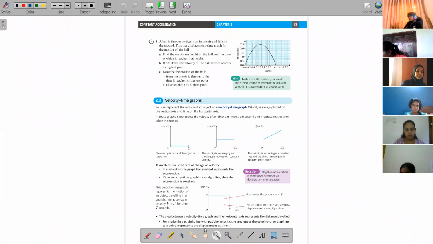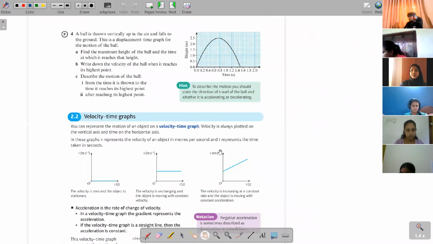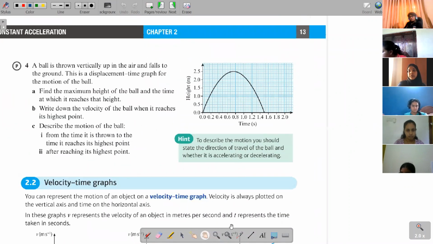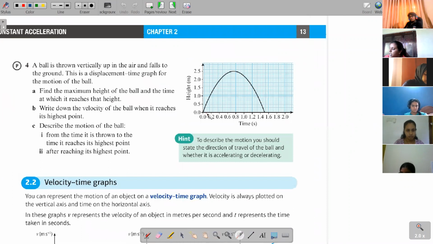We'll quickly go through this without going through a lot. Question number 4, because I want to give you an idea about what to do when it's a curve graph, because I never gave you a displacement time graph without straight lines. You can see here it's a displacement time graph, but it's a curve, not a straight line graph. So what do you understand when it's a curve graph? What do you have to say about the gradient?